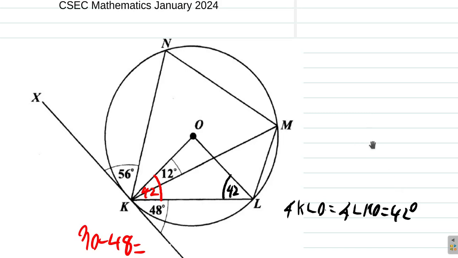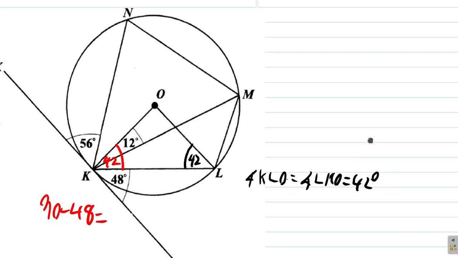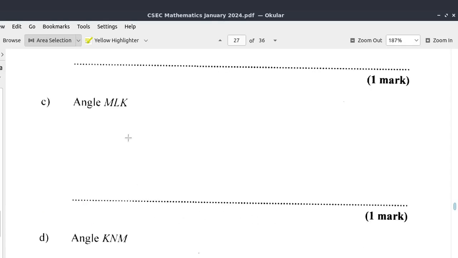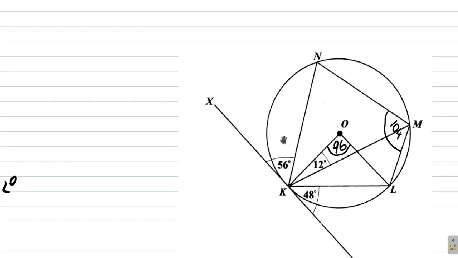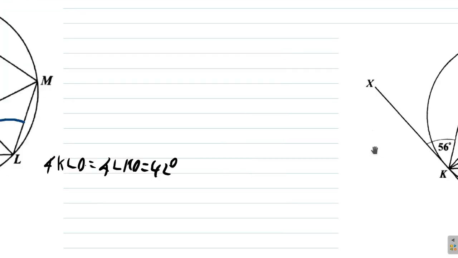Okay, so this is where we left off from our last video. We're supposed to find MLK. Alright, so which angle is that? MLK. Okay. It will be this angle here, MLK. Now, let's see. What can we do to find it? What are the angles we found earlier, by the way? I have a 104 here and a 96 here.